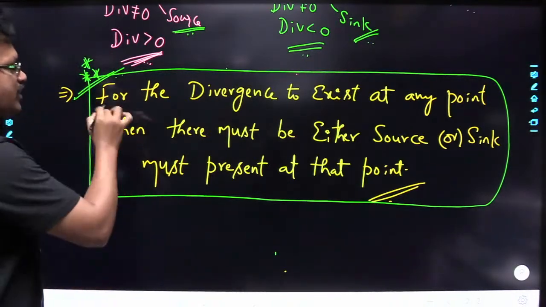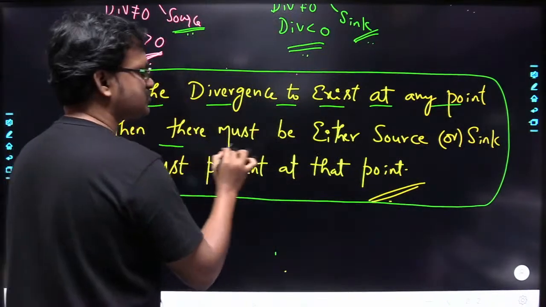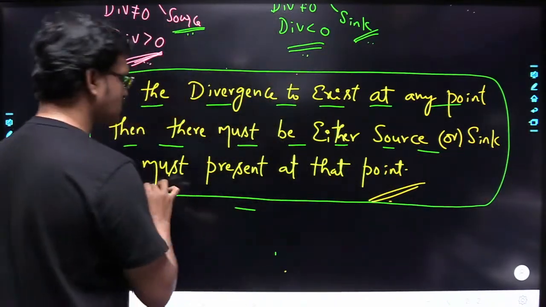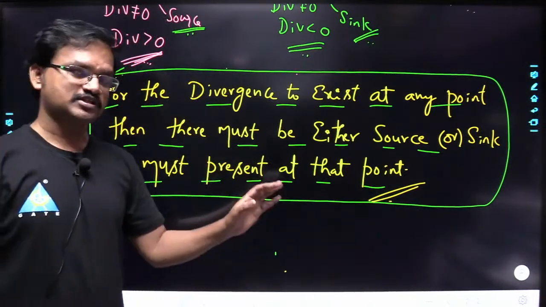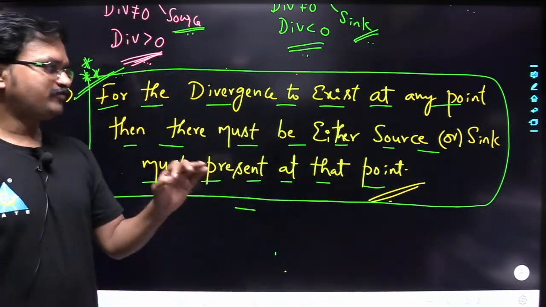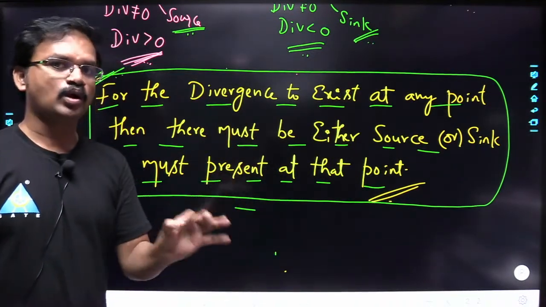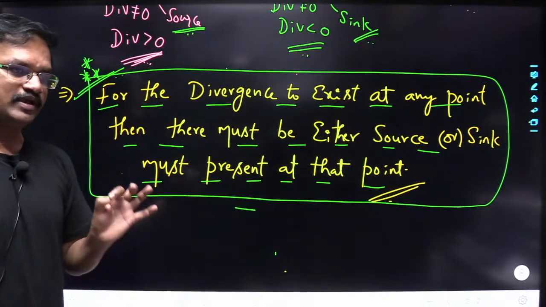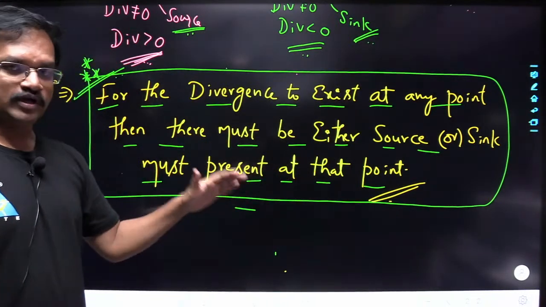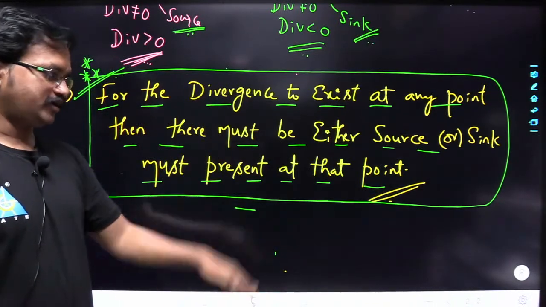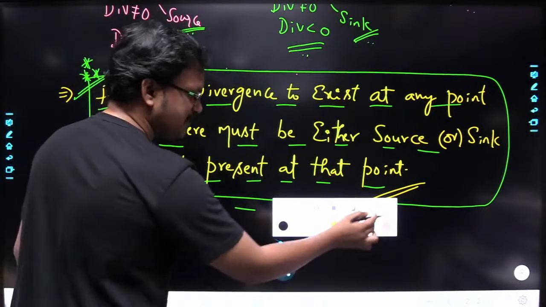So what I am saying here is, for the divergence to exist at any point, there must be either source or sink present at that point. If neither source nor sink is present at that point, then the divergence at that point will be equal to 0. So this is very, very important. I hope it is crystal clear.